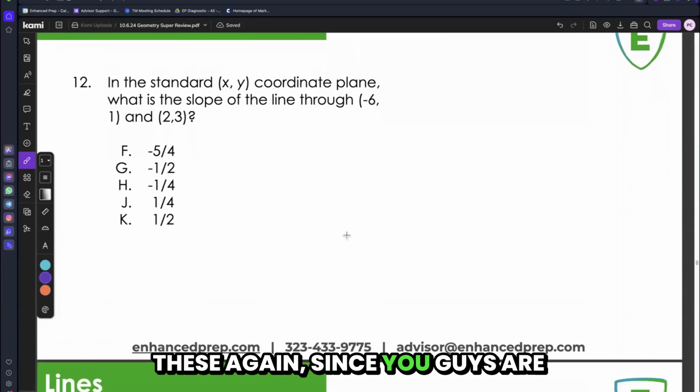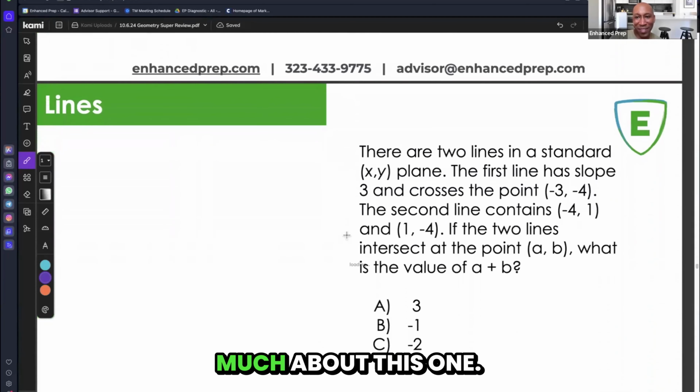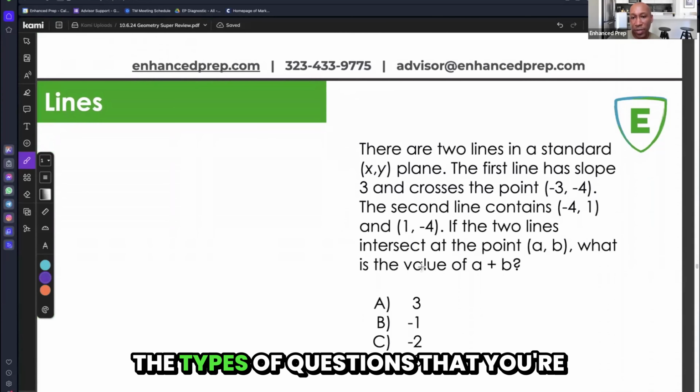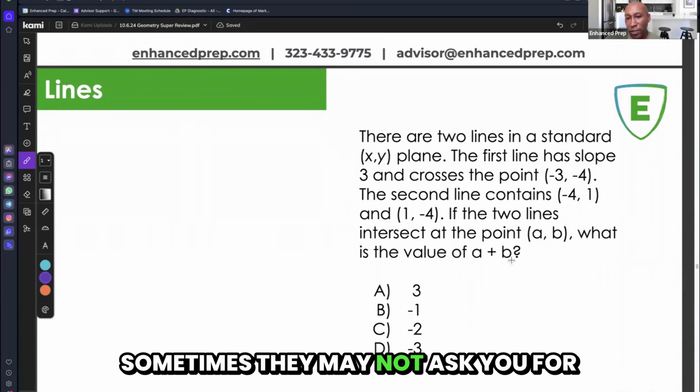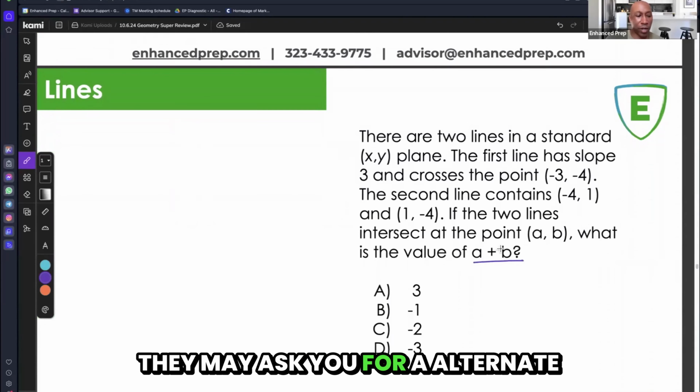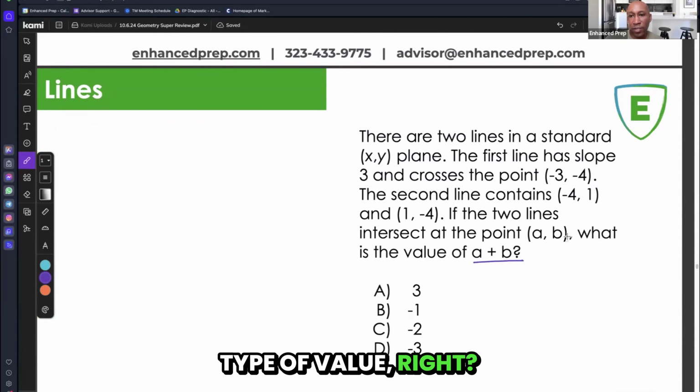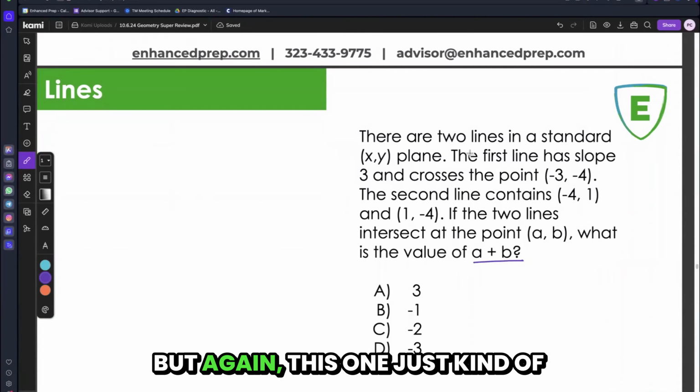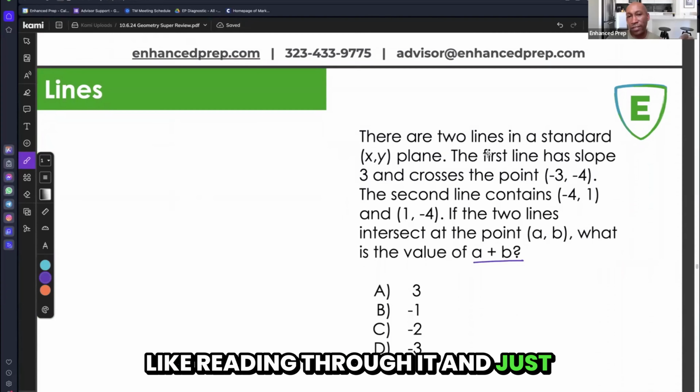So for these, since you guys are using this, I don't want to worry too much about this one. Just remember, these are going to be the types of questions that you're going to get. Sometimes they may not ask you for the value directly. They may ask you for an alternate type of value. That's just one thing to consider. But reading through it conceptually, we'll talk about it.